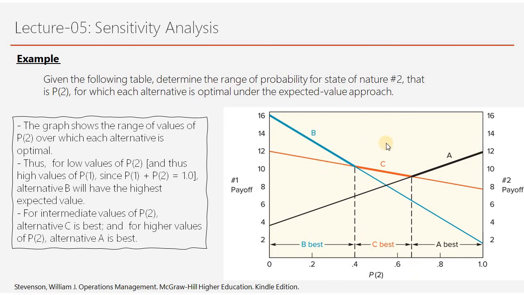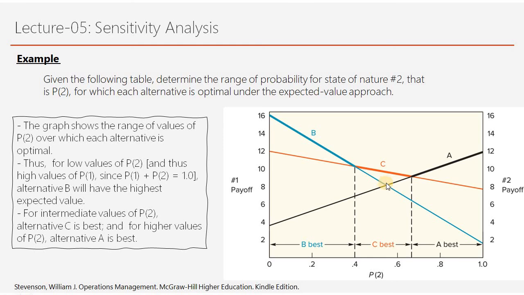Suppose that these alternatives represented costs instead of payoffs. In this case, you will be looking at the lines that are the lowest in each range. So I will be looking at the intersection of these two lines, not the upper one, because here I'm talking about cost. So I will be interested in the alternative that will minimize my cost. So you will be looking at the points of intersection that are the lowest in this graph.